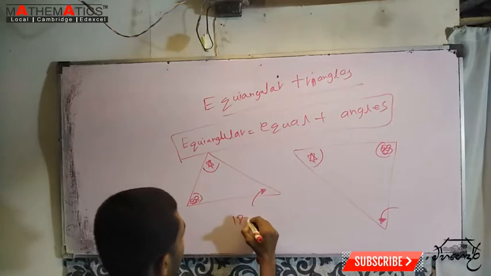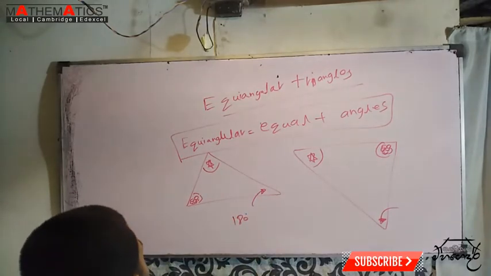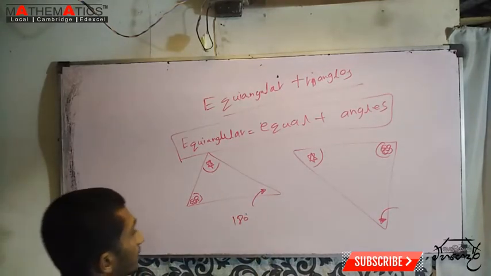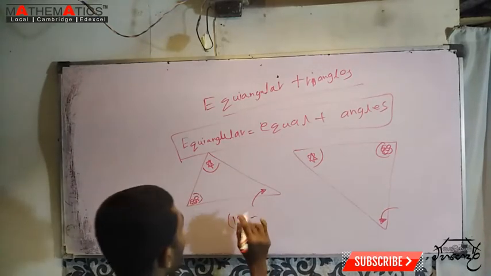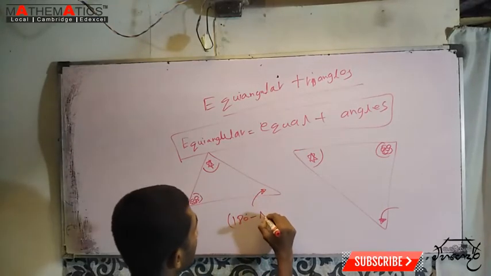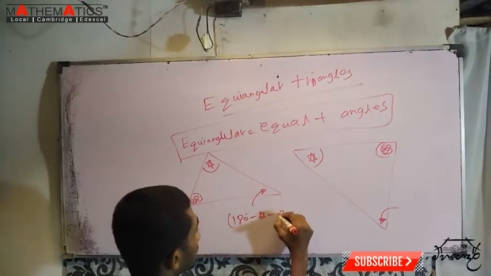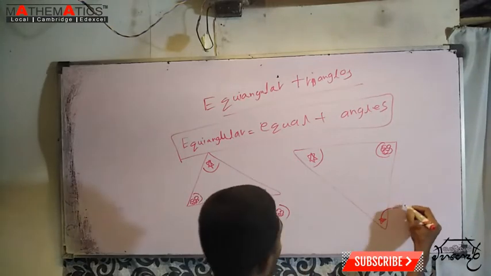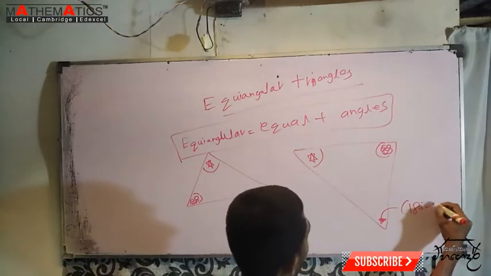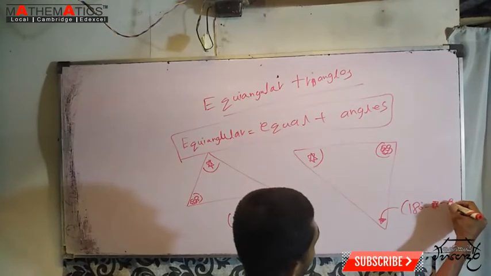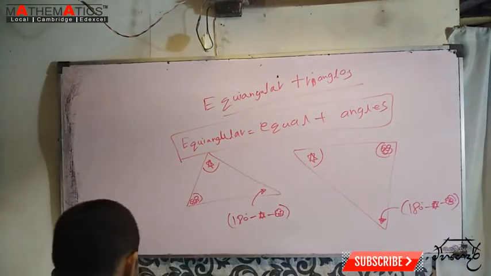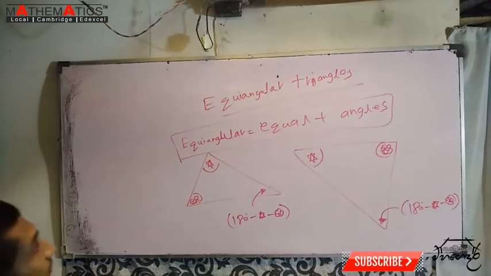The sum of the inner angles of a triangle is equal to 180. Now the value of this angle should be 180 minus this value and this value. And according to this equation, also 180 minus this value and this value. Now, what is the equiangular triangle method?